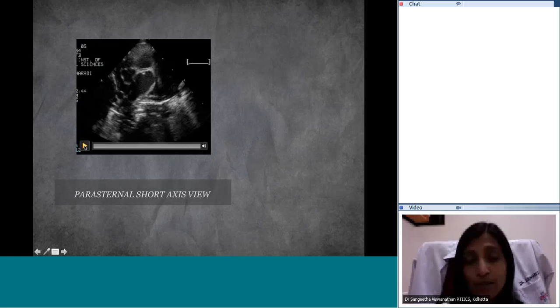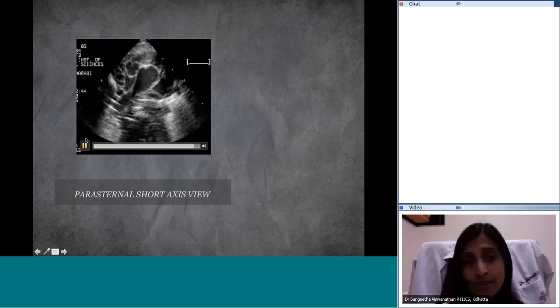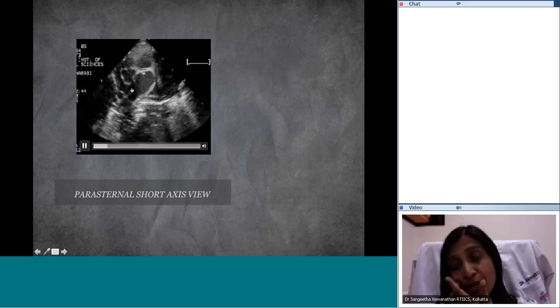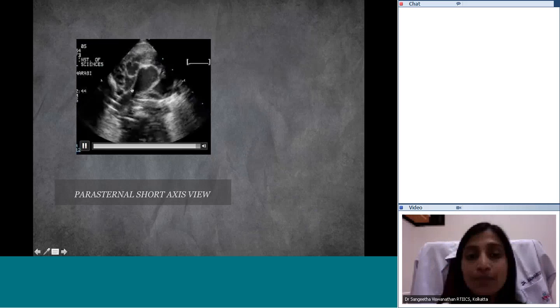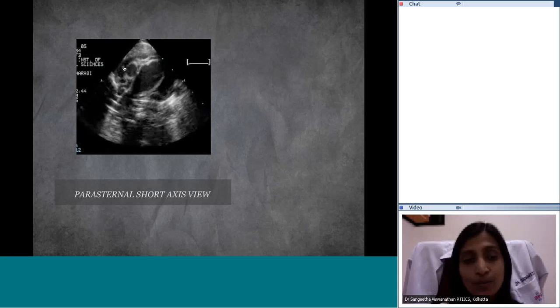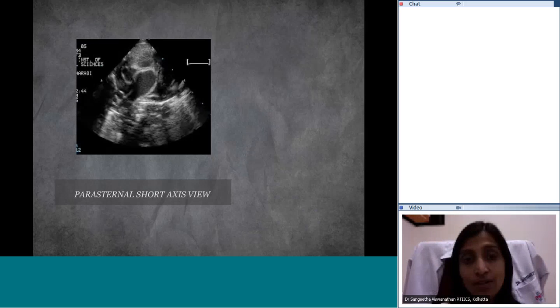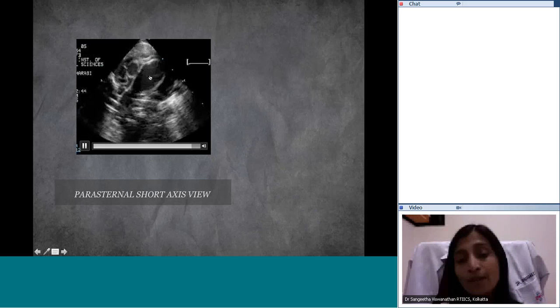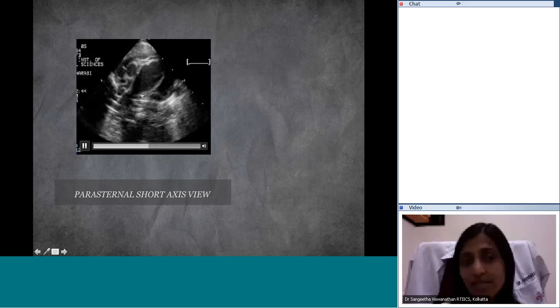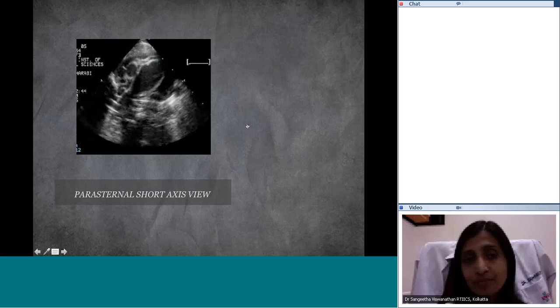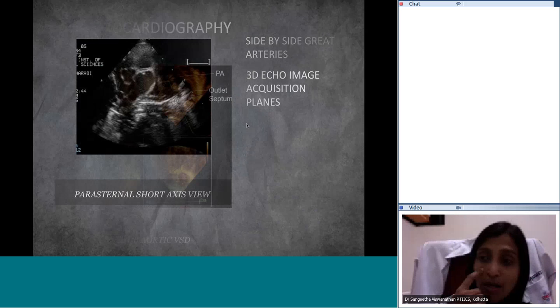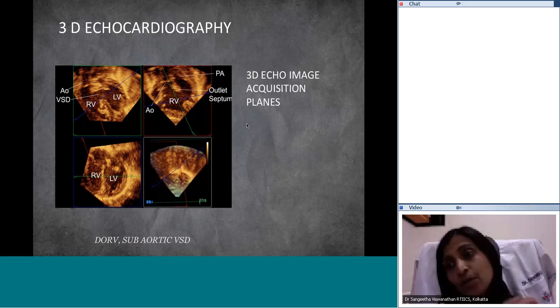Now here you have a short axis type view, and basically this helps to tell you the relationship of the great arteries. Now ideally you want to have this view at valve level, but here the great arteries are laid pretty much next to each other, so side by side. The PA, as you can see, is large. So here the physiology is probably that of a VSD rather than tetralogy. So the short axis view is good for looking at the arrangement of the great arteries.